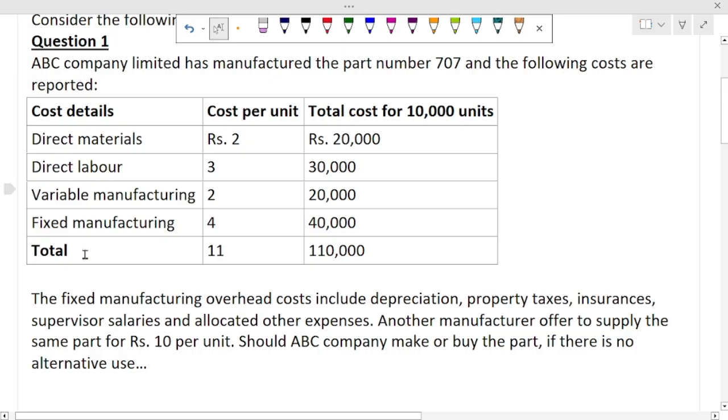this product to supply the same parts for what? 10 rupees per unit. 10 rupees. Now, should ABC company, which is our first company here, should they make or should they buy the parts if there is no alternative use? I think there are some other things in the notes, but it's not that clear. However, with what we have here, we can still work on it.